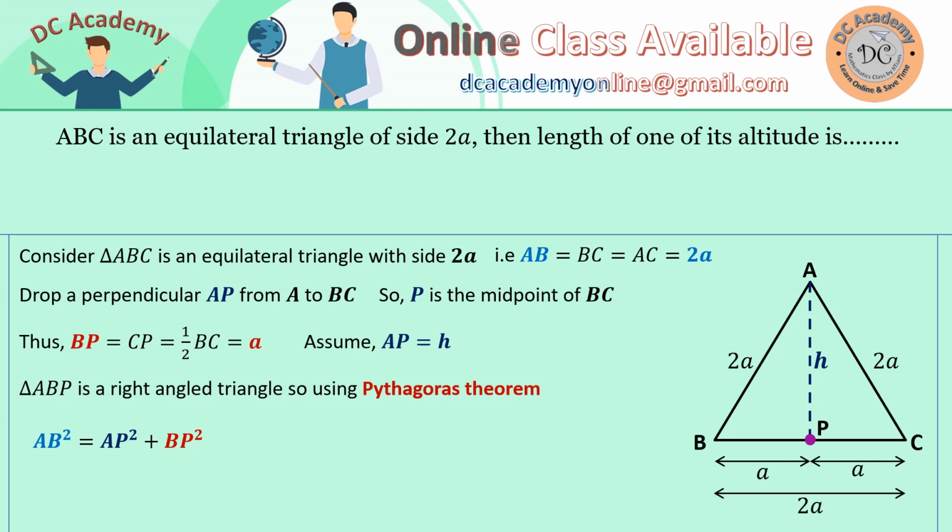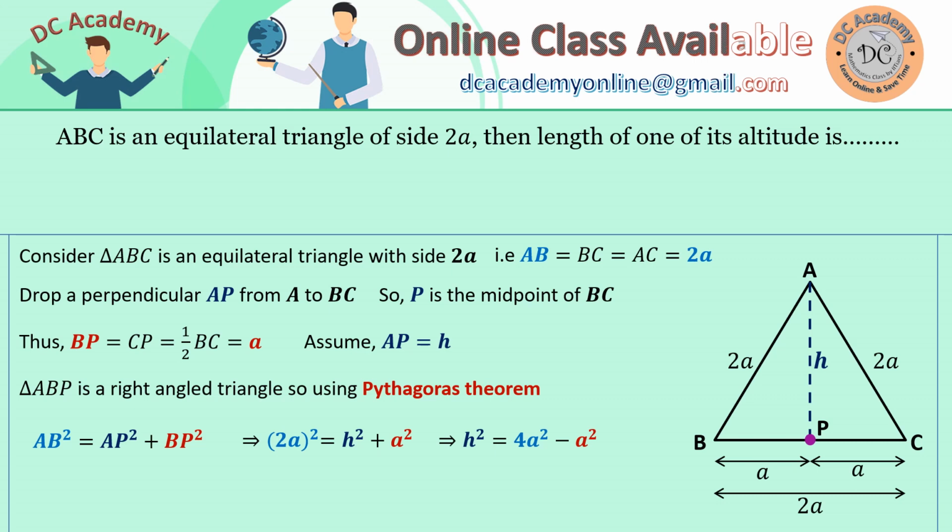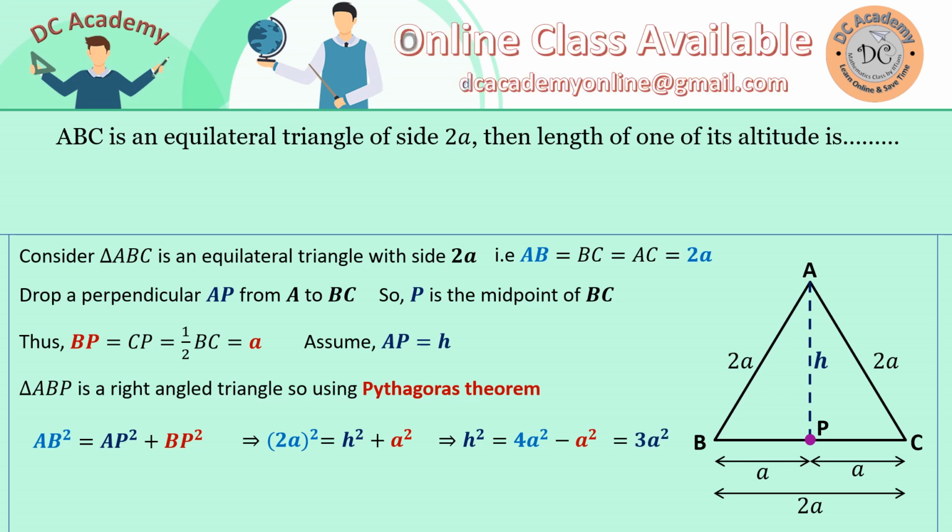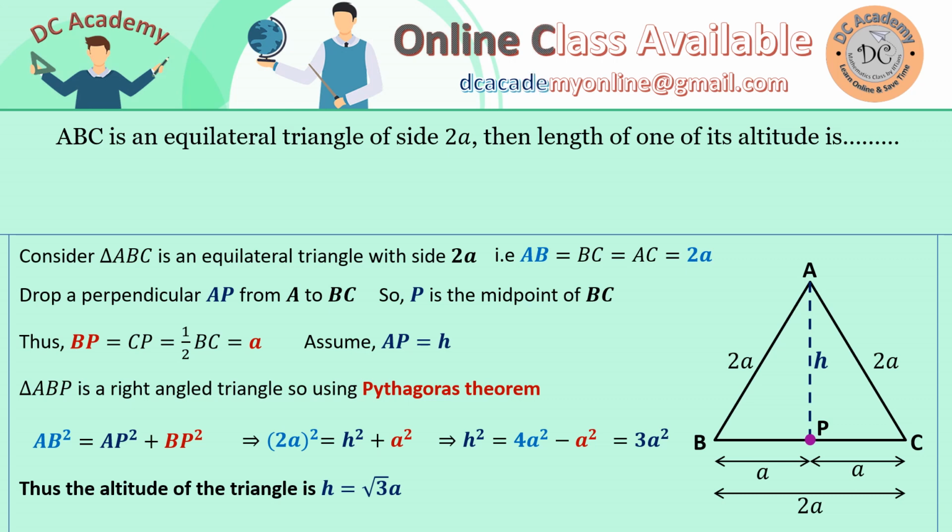Now, all the values are known, so let's put them in. AB is 2a, so (2a) whole square must be equal to h square plus a square. Let's simplify that. So h square is equal to 4a square minus a square, which gives me 3a square, and hence h is root 3 a. Now h is positive, obviously, so we'll say that the altitude is root 3 a, and that's it.